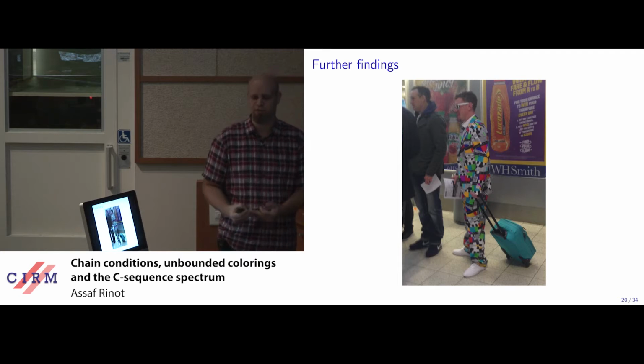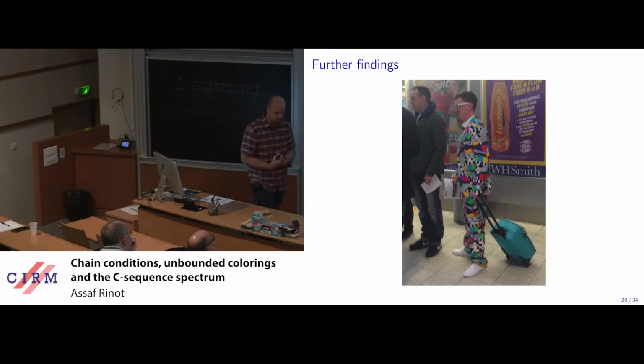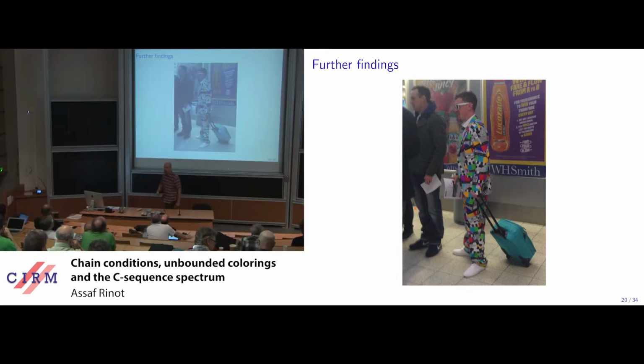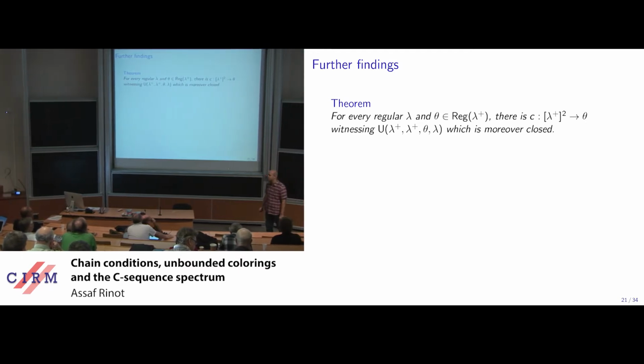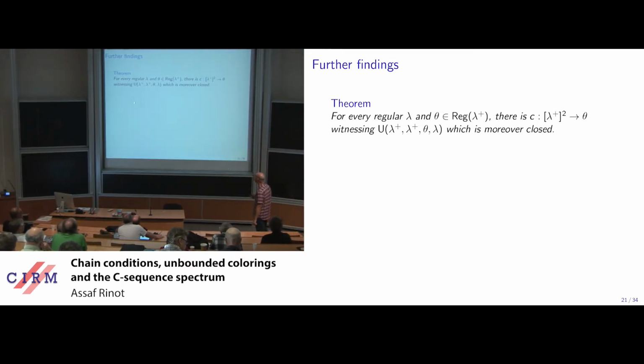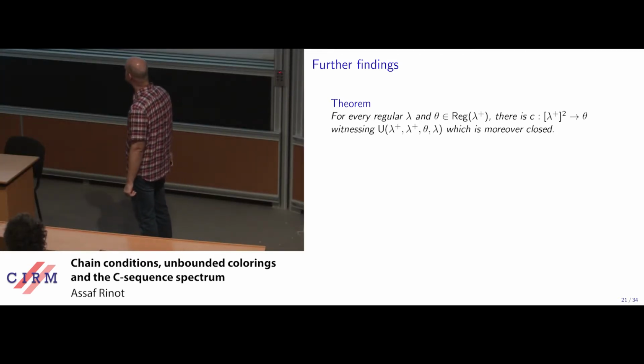OK, so far, we just inspected the very basic features of the parameters. The next thing to do is to construct counterexamples. If I can construct colorings in ZFC, I will be able to get counterexamples to cluster-ness. So we have a few more findings, of course. The first finding is that at the level of successor of regulars, we actually get all possible variations. All of them are provable in ZFC. So for every regular cardinal lambda, every regular cardinal theta up to lambda, there is a coloring witnessing U(lambda plus, theta, lambda), which is moreover closed. This is the best you can hope for, and you get it in ZFC.